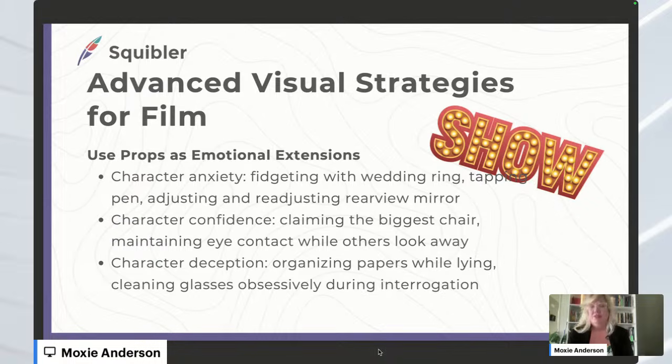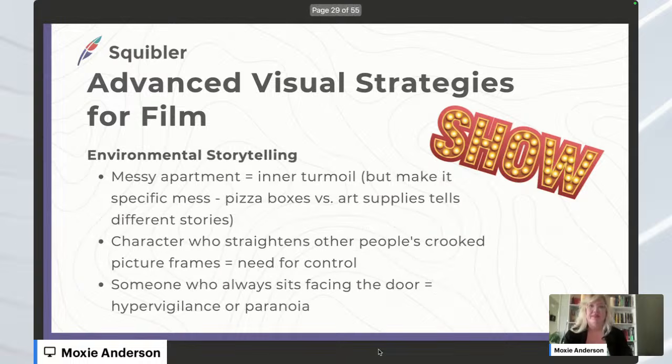There are some advanced visual strategies for film as well. You can use props as emotional extensions. So these are things to consider writing into your scenes. For example, if a character is anxious, they might fidget with their wedding ring. They might tap a pen or their foot or adjust and readjust the rearview mirror of their car. If a character is confident, they might claim the biggest chair, maintain eye contact while other people look away, spread out on the subway, that sort of thing. For characters being deceptive, they might organize papers while they're lying, or clean glasses obsessively during an interrogation. That's something that you'll see pretty frequently in detective shows.